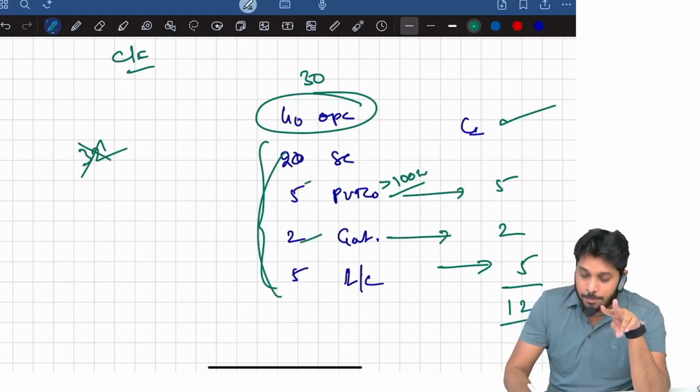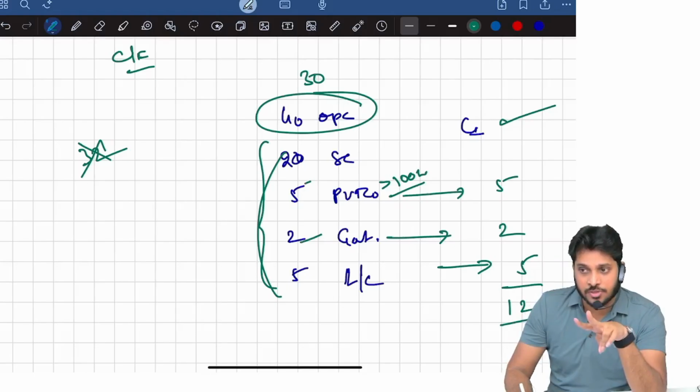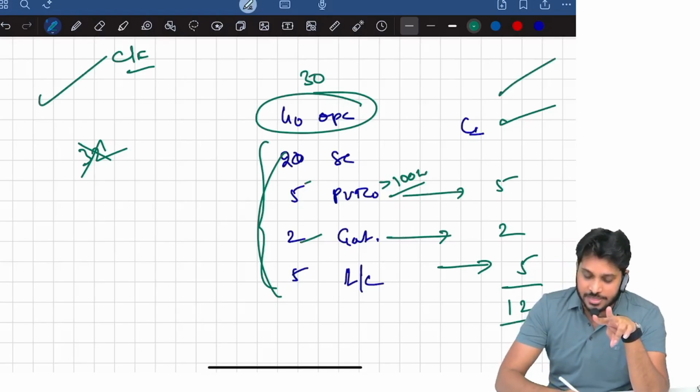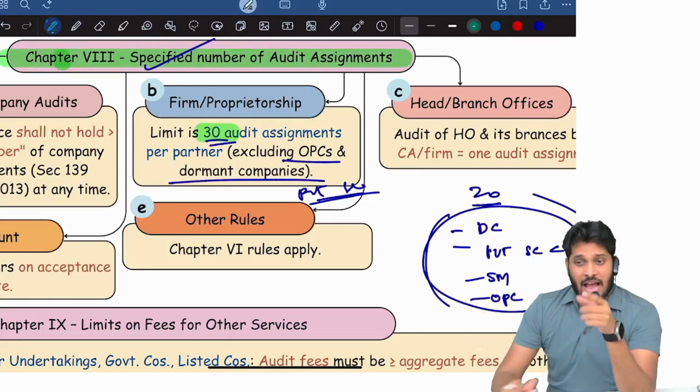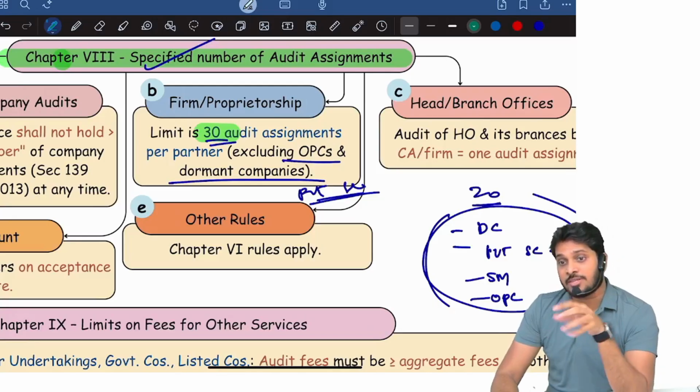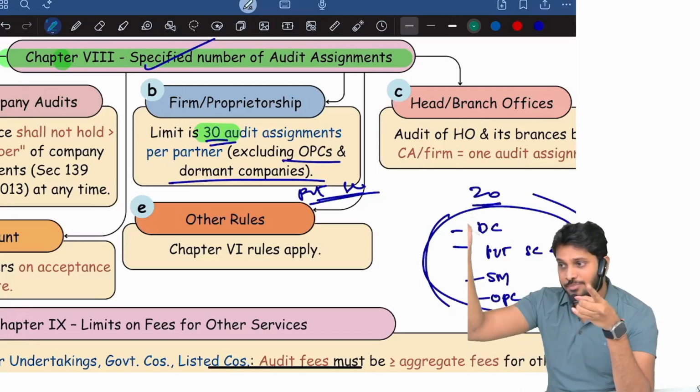So from any 2 companies I should resign, any 2 companies I should withdraw, therefore I will be complying with the Companies Act as well as the code of ethics. That's why you see acceptance and continuation of client relationship: check whether you comply with relevant ethical requirements before accepting, which means you need to check the Companies Act, everything.